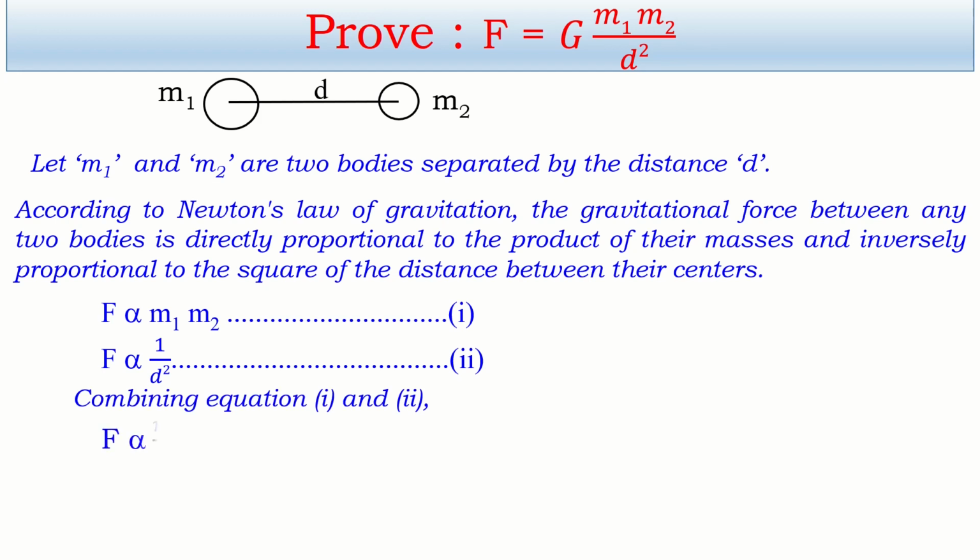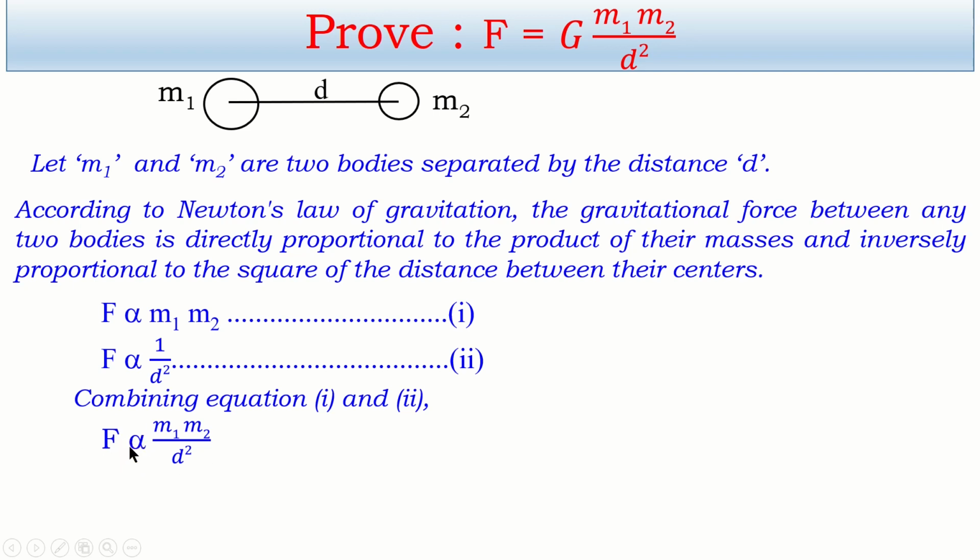Combining equation 1 and 2, what do we get? Gravitational force is directly proportional to the product of m1 and m2 and inversely proportional to d square. And if physical quantities are related to each other, then there must be a constant. Whether the relation is directly proportional or inversely proportional, there must be a constant.